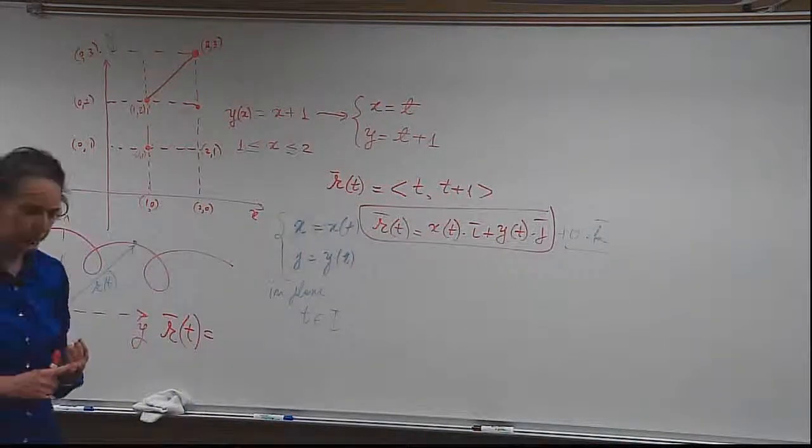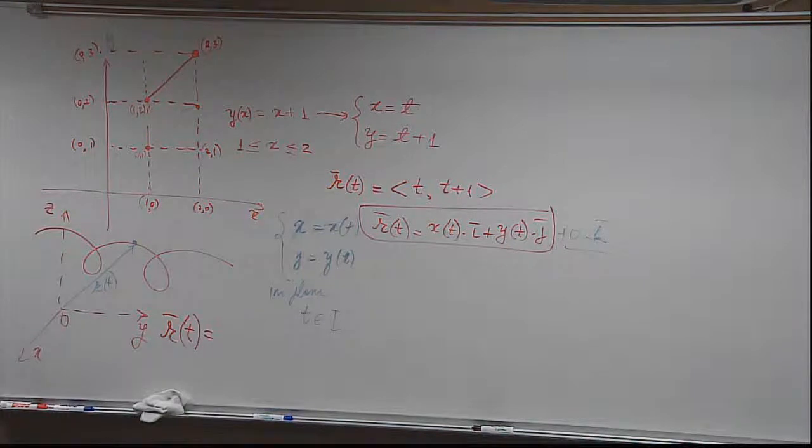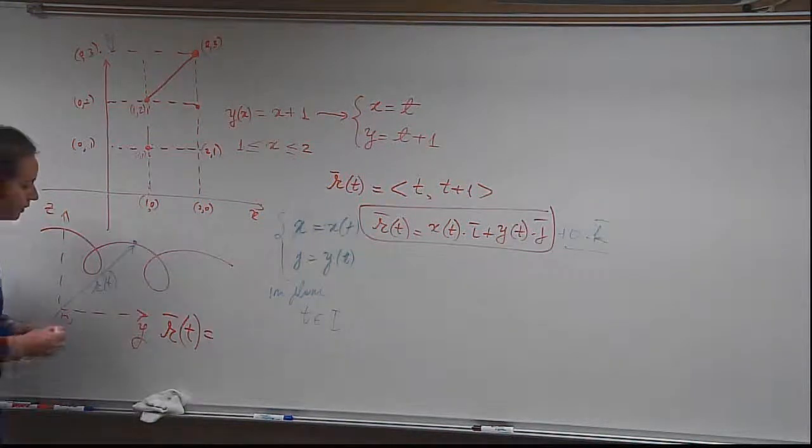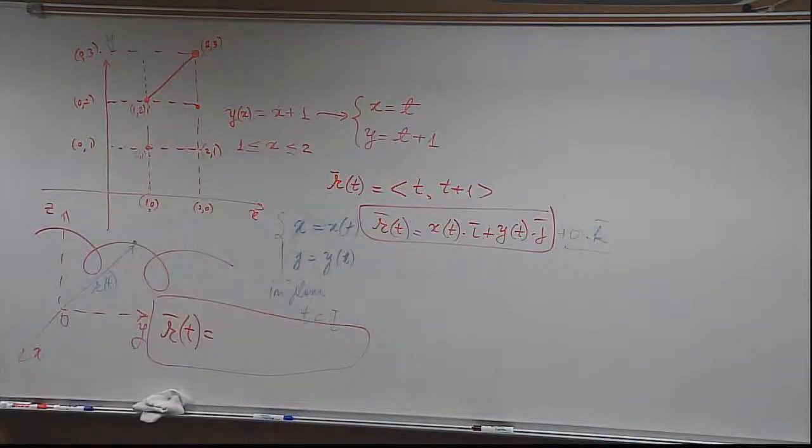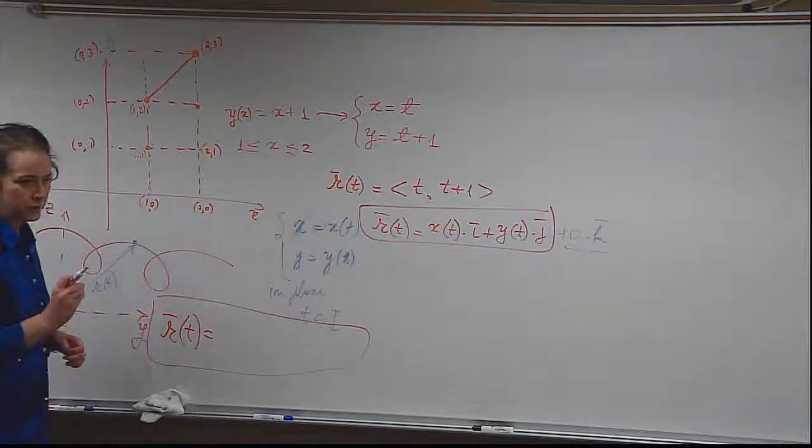Actually that's C1. What else did we say? He said it's a regular vector function. What does it mean? It never stops. Not even for a second will the velocity of that be 0.